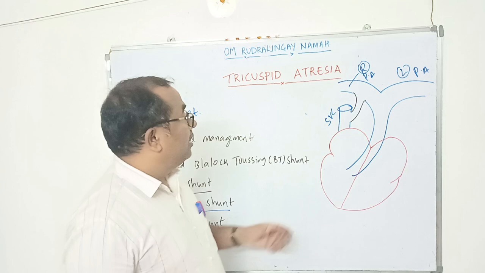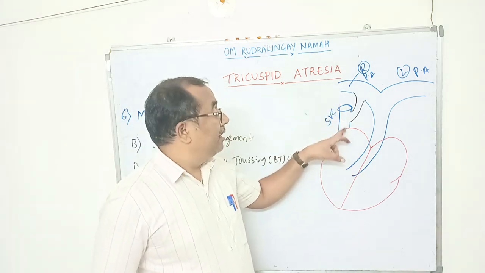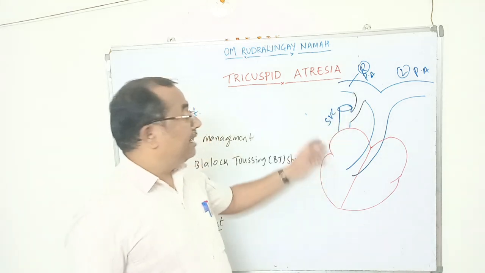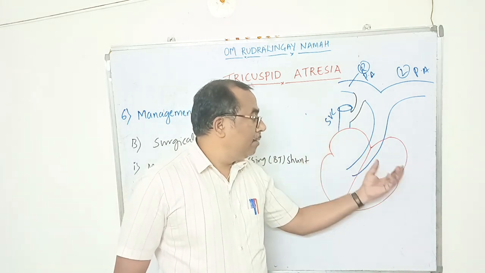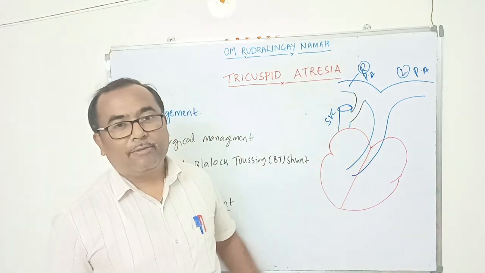Because of this, what happens here? The deoxygenated blood, instead of entering the right atrium, will enter the right pulmonary artery and directly go for oxygenation. Then oxygenation of blood will take place and oxygenated blood will come to the left atrium and left ventricle. On contraction of the left ventricle, the blood will go for peripheral tissue perfusion.